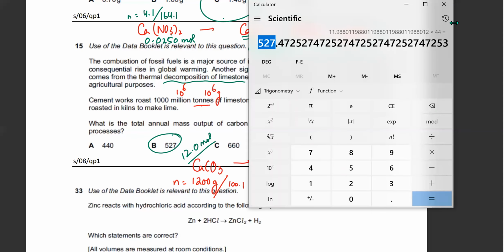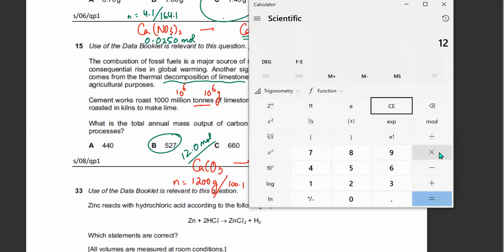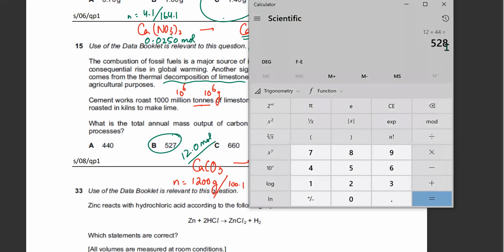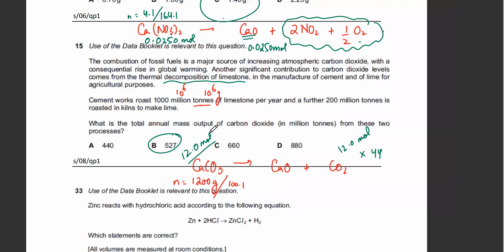Instead of using the most accurate value, if you had taken 12 times 44, the answer would have been 528. You're losing accuracy by just rounding off. So be very careful when you're writing things on paper, you round off things, but just don't do that on your calculator, because you lose accuracy.